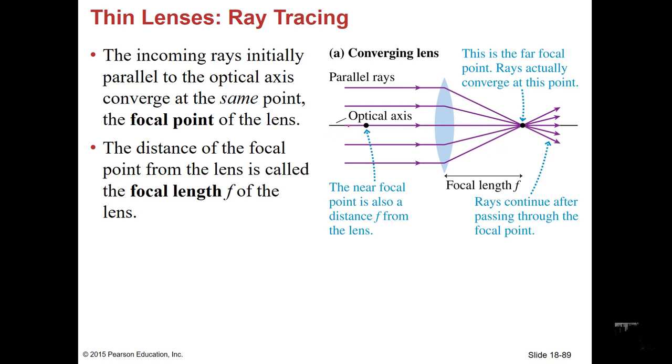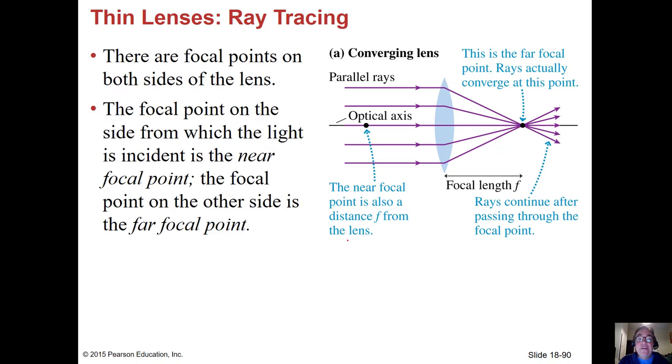There's also one on the other side. Oh, over here, as it says. Okay, very good. The focal point on the side from which the light is incident is called the near focal point. So this one's the near focal point. This is the far focal point. They're the same focal distances though, so it doesn't matter if you flip the lens around.